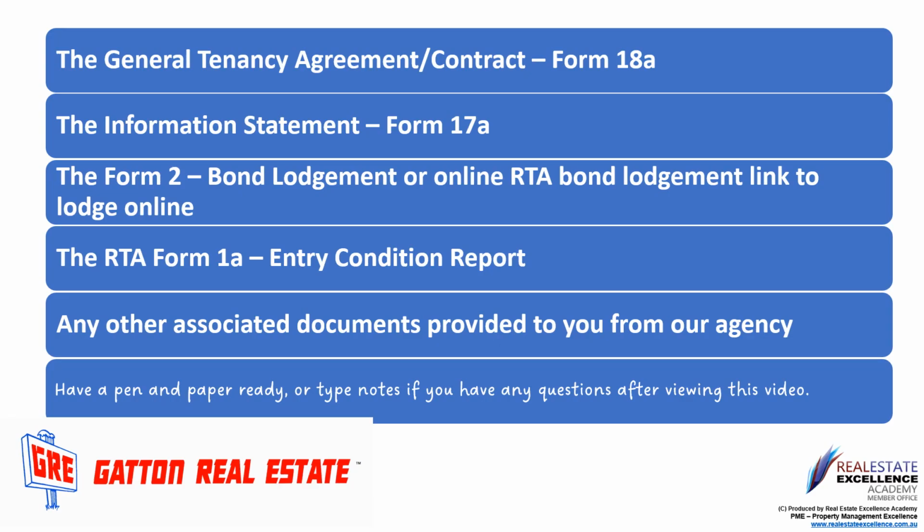You should have the following documents in front of you: the Form 18A, the General Tenancy Agreement Contract, the RTA Form 17A, the Information Statement. The bond information will be provided to you from our agency, and RTA lodgement links to lodge your bond online direct to the RTA or the Form 2 bond lodgement.